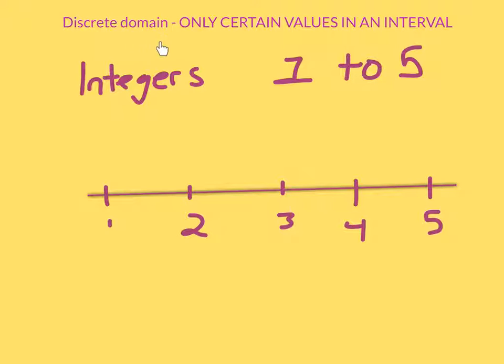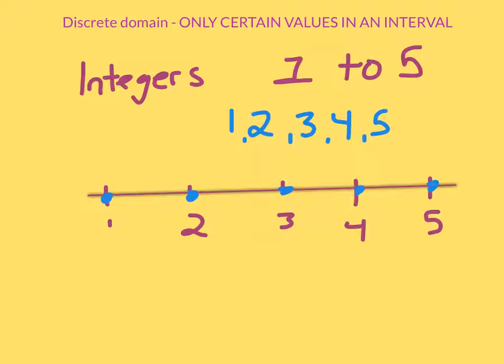In a discrete domain, only certain values are included in an interval. Only certain numbers. So let's say my interval is 1 to 5. The domain are only the integers, only the real whole numbers. So what that would include is the integers from 1 to 5, which would be 1, 2, 3, 4, and 5.